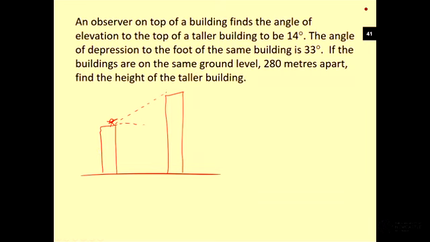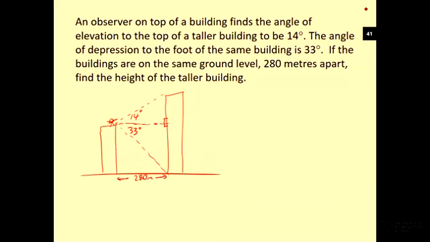The height of the taller building: he had to look up 14 degrees to see the top of the taller building. Angle of depression to the foot of the same building is 33 degrees. So either he looks up at 14 to see the top or down at 33 to see the bottom. I've got myself two right-angled triangles. We're told the distance between the two buildings is 280 metres.